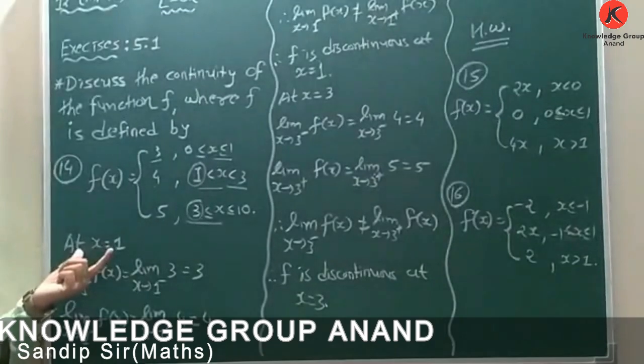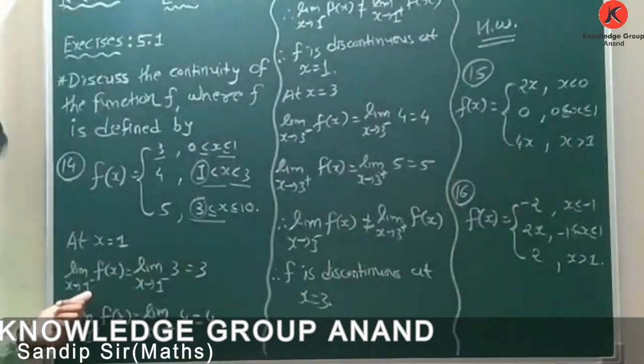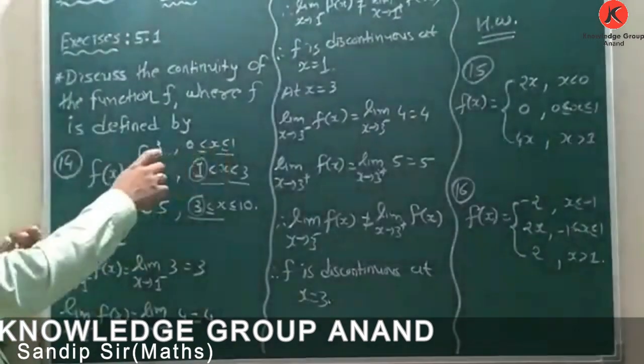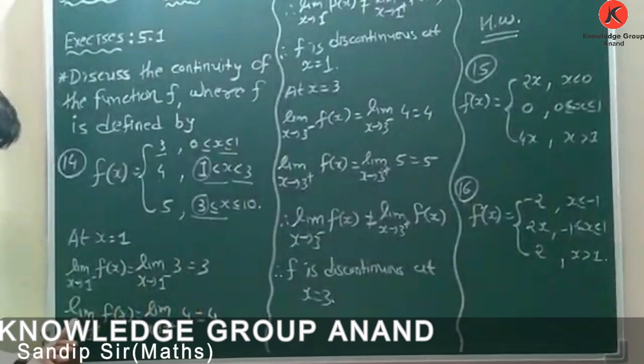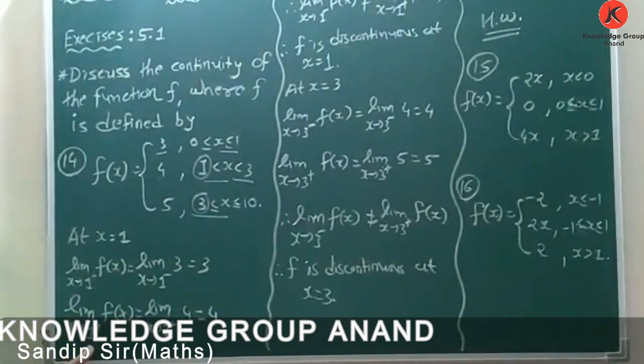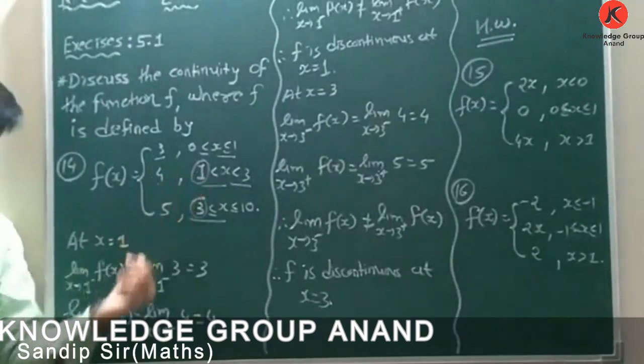Okay, first of all, at x is equal to 1, limit x tends to 1 minus, slightly less than 1, f of x, that means the value is equal to 3, so the answer will be 3. Same way, limit x tends to 1 plus, slightly greater than 1, that means the value is equal to 4 given.